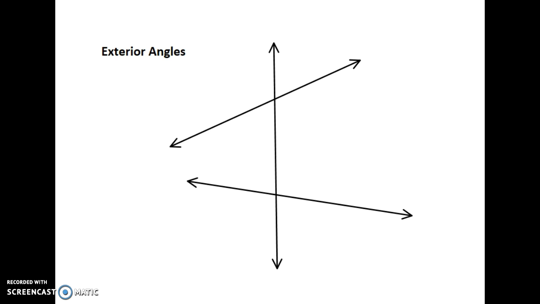In addition to interior angles, we also have to know what exterior angles are. Exterior angles are on the outside. And so I have 4 different exterior angles. I have this angle here's an exterior. Here's another one that's an exterior, the third one, and the fourth one. So exterior angles are on the outside.